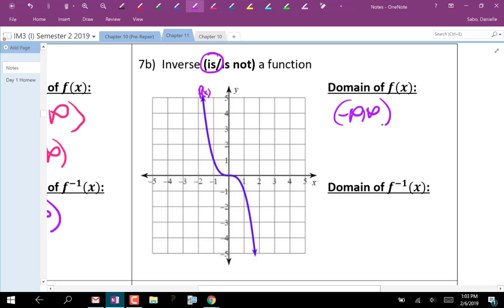Now let's just graph our other guy. Again, pick some points. I'm going to come and do, I'll write it out here. This guy looks okay.